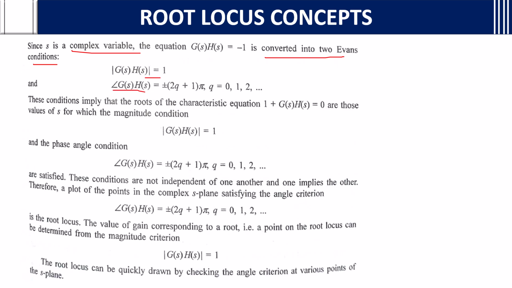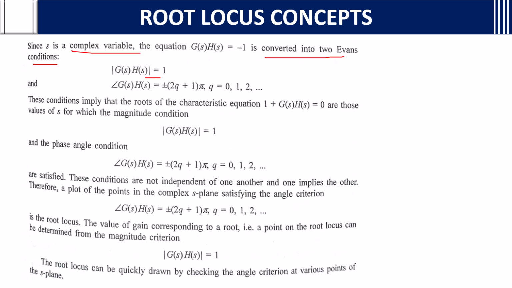1. The angle of G(s)H(s) follows a formula: plus or minus (2q+1) times pi, where q equals 0, 1, 2 and so on. Plus or minus (2q+1) times pi, where q equals 0, 1, 2.